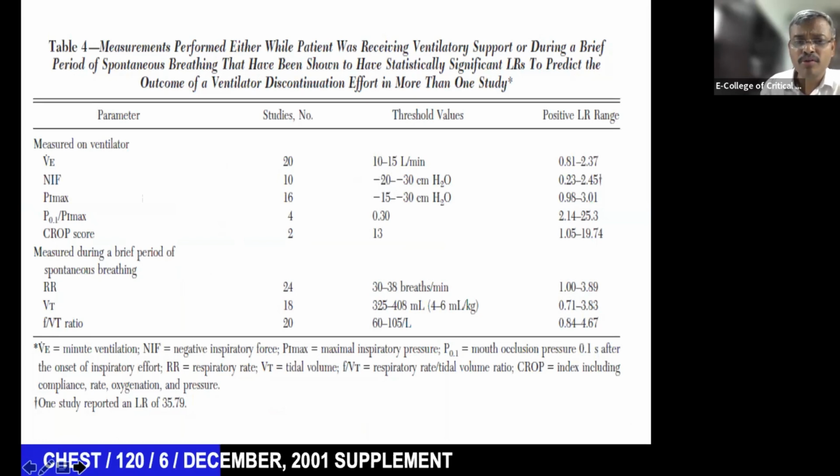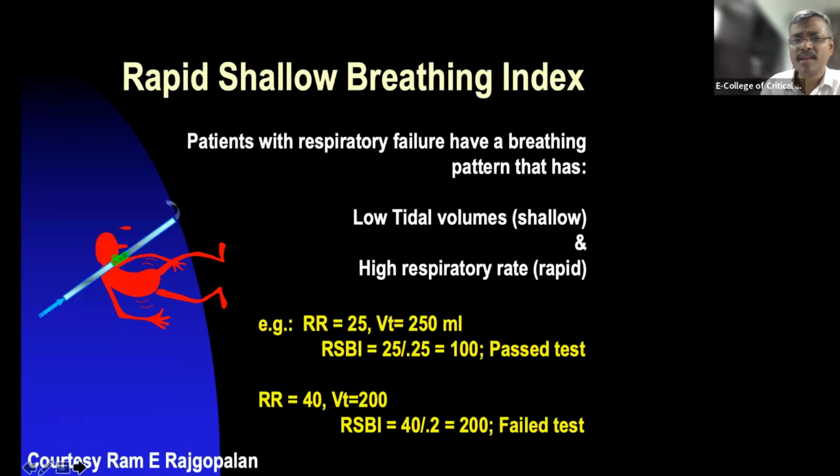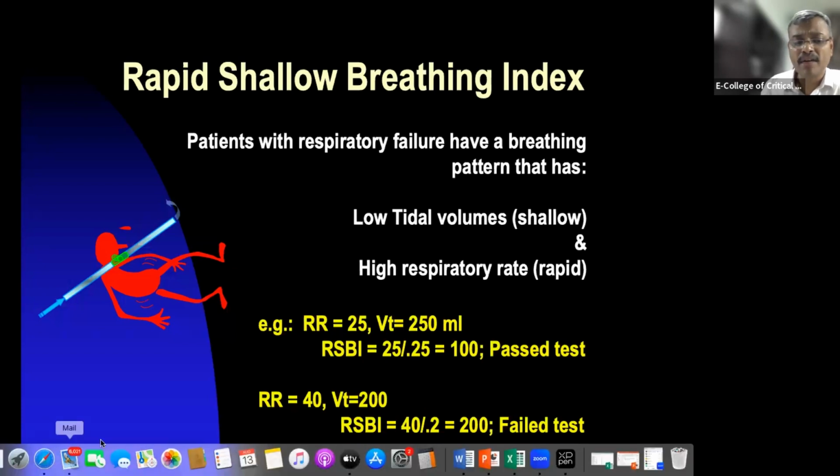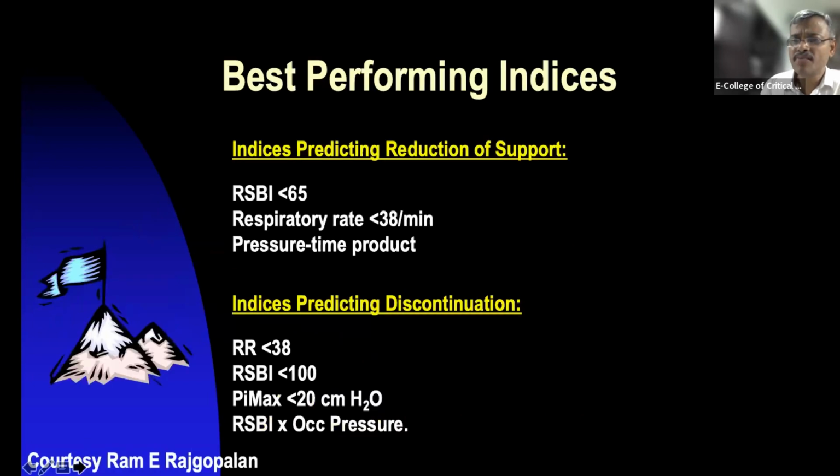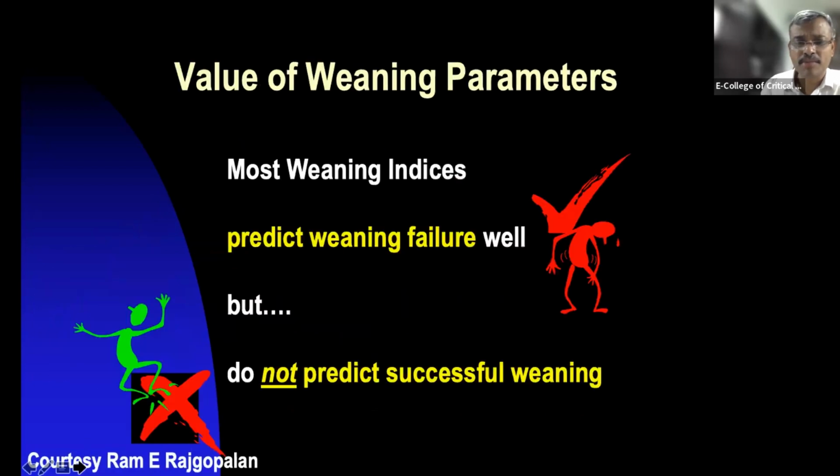But what we do is put the patient on an SBT. This is the RSBI: here the rate is 25, tidal volume 250. He passed the test. It is the rate divided by tidal volume in liters, and it should be less than 100. If it is more than 100, he fails the test. Nowadays we don't use this. Go directly with the SBT, the spontaneous breathing trial. RSBI will not predict weaning failure. Any beginner, even a nurse, can tell that the patient is tolerating very easily and can be weaned and extubated. But who will tell the weaning failure? RSBI will not tell weaning failure. Weaning success anybody can tell. Don't worry about that.